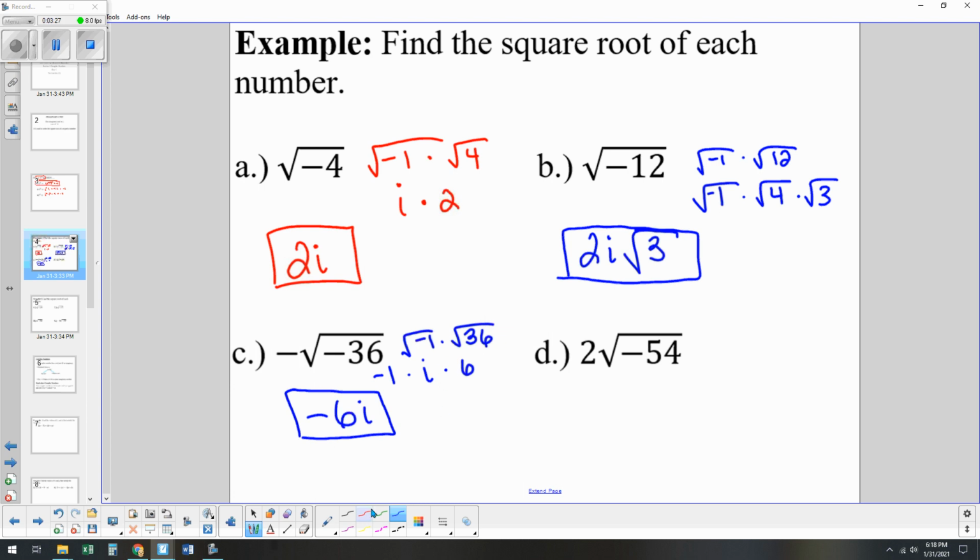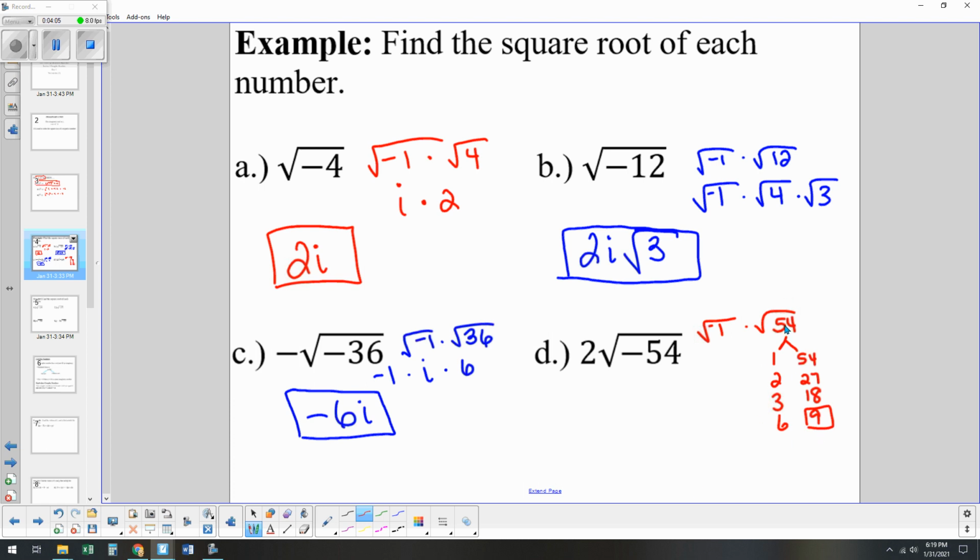All right, and let's look at D. So this is just a regular 2 outside, and it's -54 underneath. So first I'm going to look at it as -1 times 54. And then 54, if I don't know what it is, I'm going to start to find the factors. 1 and 54, 2 and 27. 27 is not a perfect square, right? 3 and, let's see, 18. 18 is not a perfect square. 4 doesn't go in evenly. 5 doesn't go in evenly. 6 and 9. 9 is in fact a perfect square. That's the biggest perfect square we have.